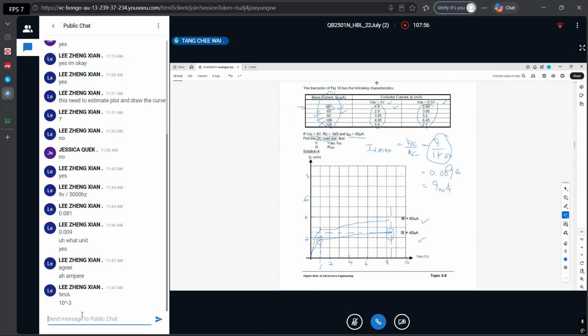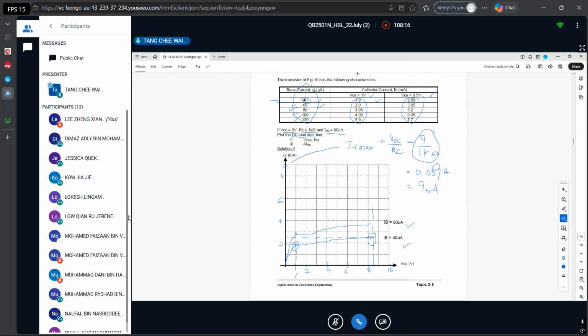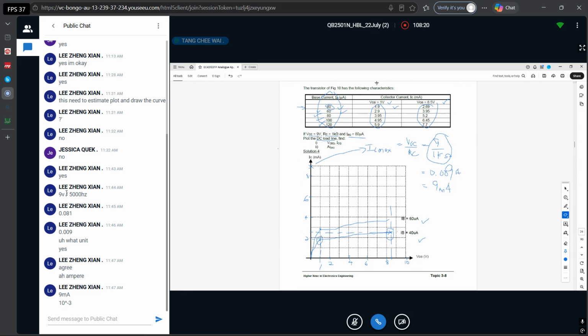This is IC. I come to the graph now. I look for 9 milliampere. This is 6, 7, 8, 9 milliampere here. So this is my first point for my DC load line. Okay, so this point, I will point to here. Yeah, exactly. Like 9 milliampere.